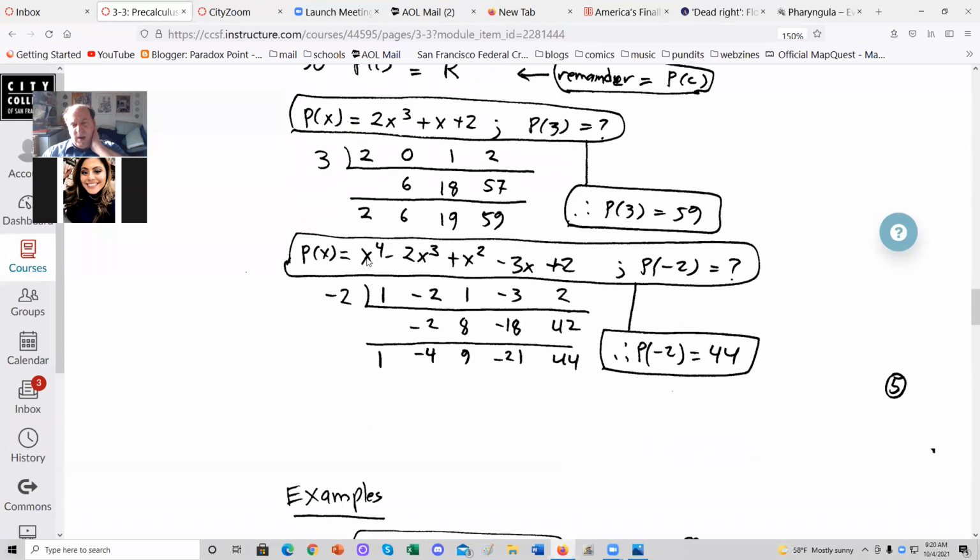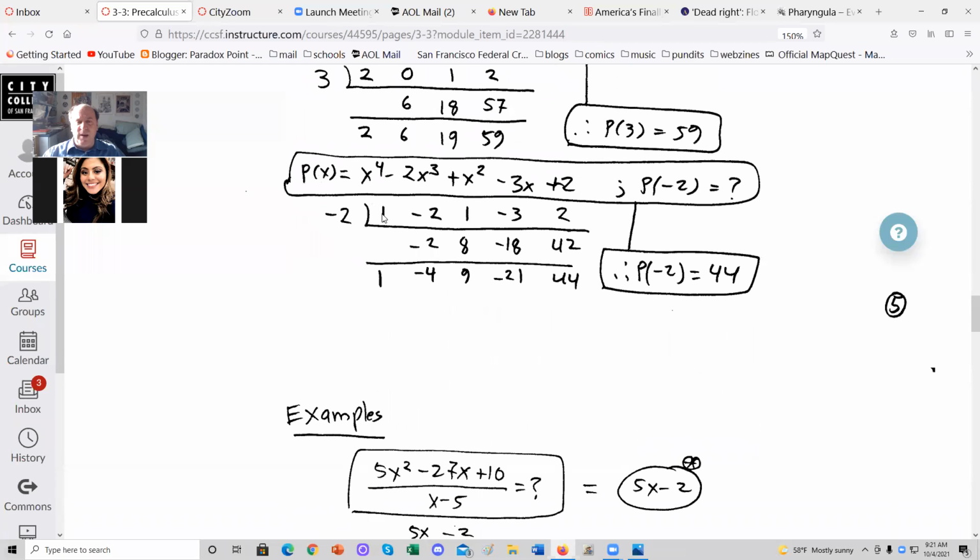Or here's x to the 4th minus 2x cubed plus x squared minus 3x plus 2. What is p at negative 2? All right, fine. 1x to the 4th minus 2x cubed plus 1x squared minus 3x plus 2, evaluated at negative 2. Every time we go down, we add. Every time we go up and to the right, we multiply by negative 2.